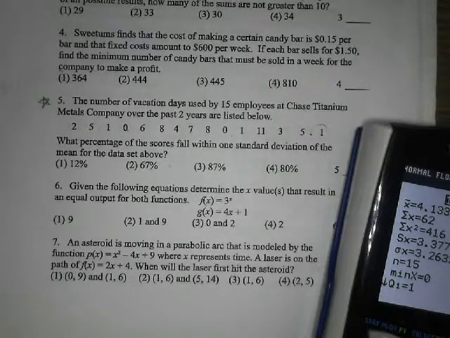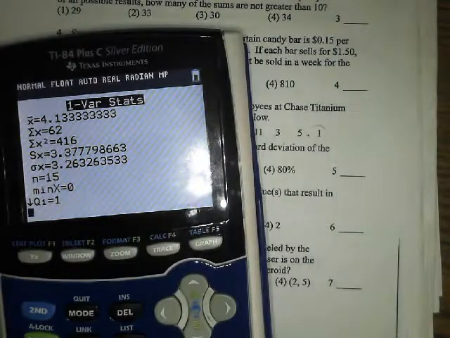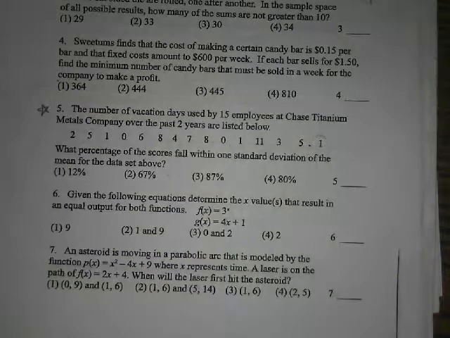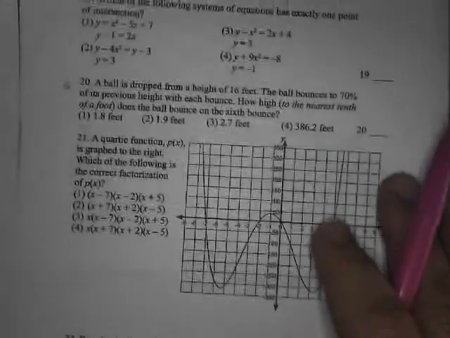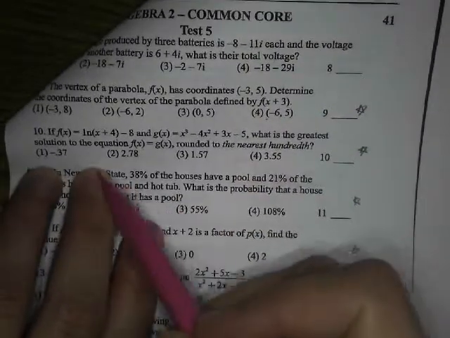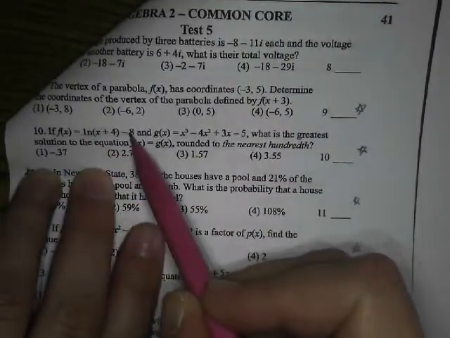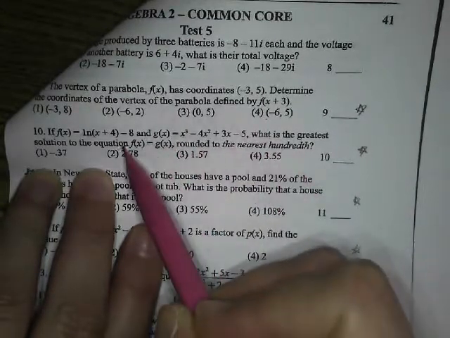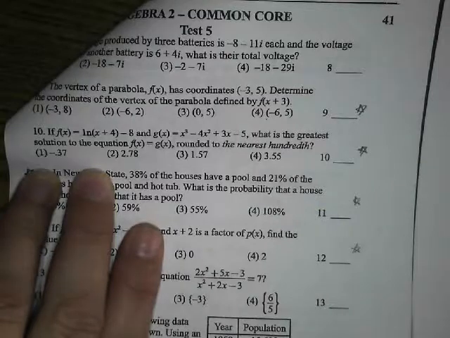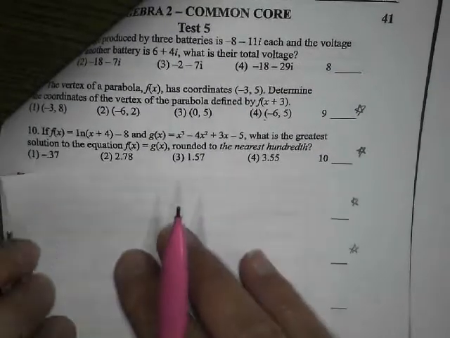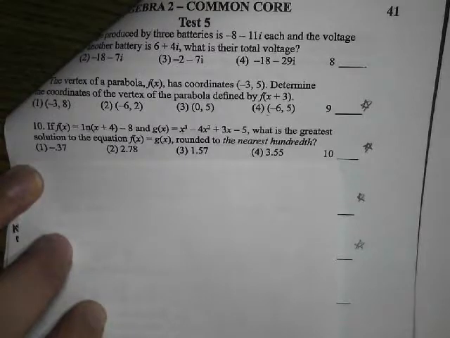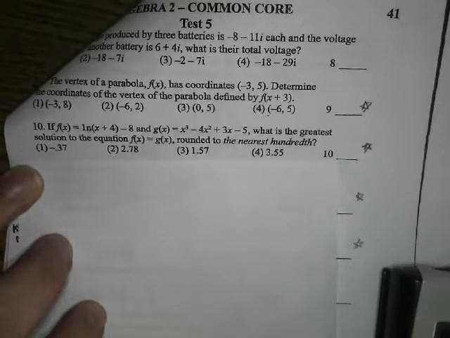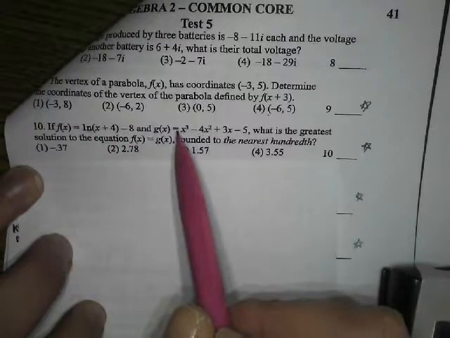Anything else? Chance. Number 10. Okay, so we've got a natural log function and a polynomial function. What is the greatest solution? So the solutions are the x values. I'll cover that up so it's not distracting us. You're just going to use your calculator here. We don't know how to solve this system with a natural log and a polynomial. So you're just going to type in both of those and see where they cross.